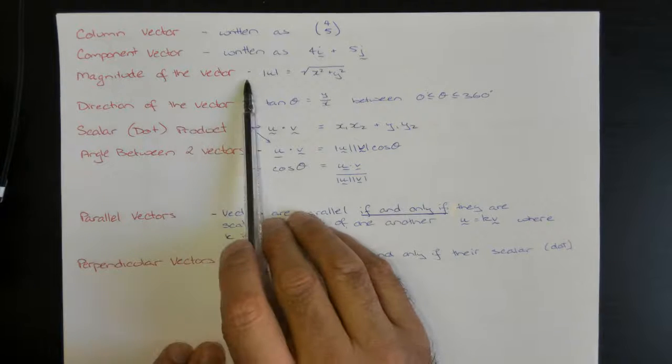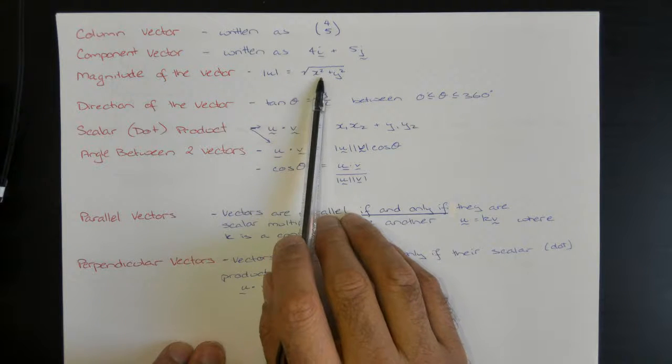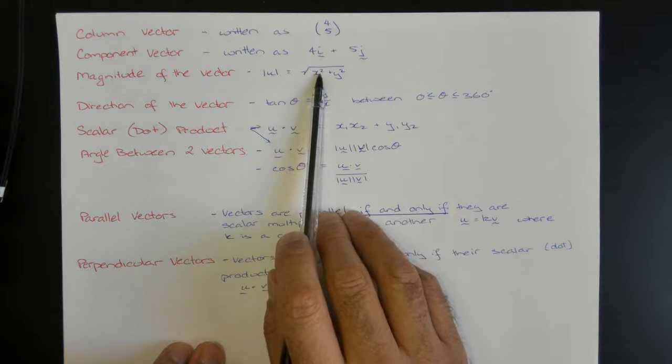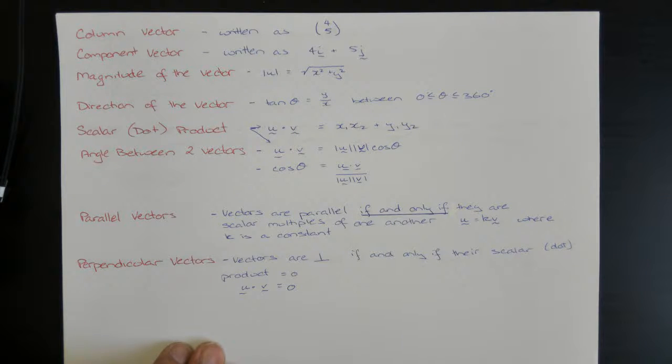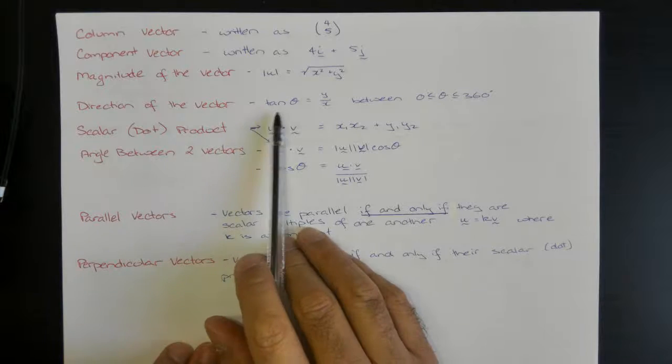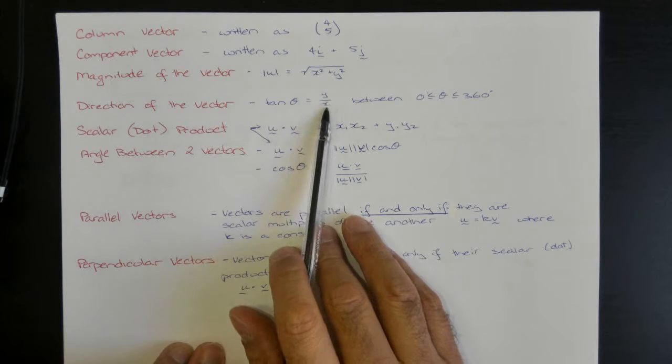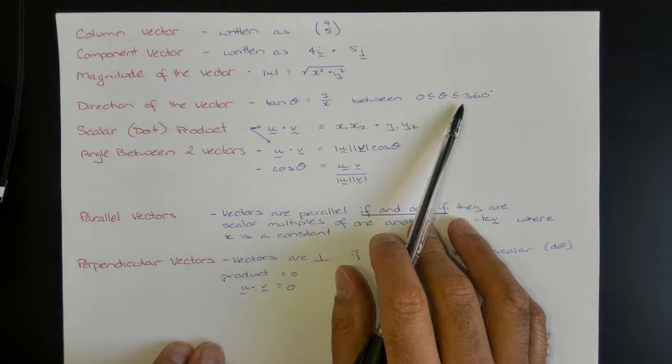To find the magnitude of a vector, we take the direction in i and square that, and we add that to the direction in j and square that. The direction of a vector is tan theta equals y over x, between 0 and 360 degrees.